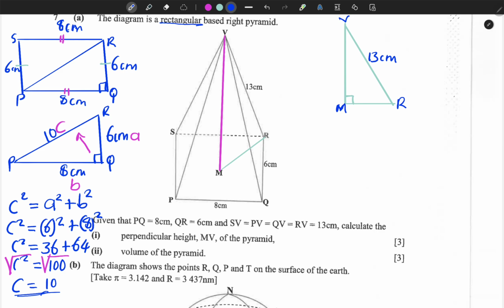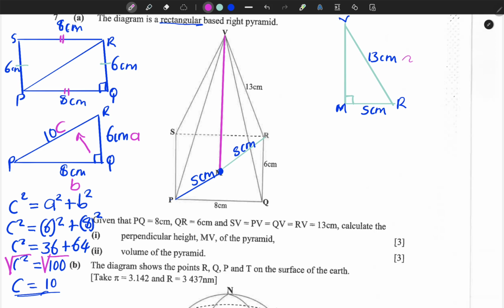So the 10 centimeters is the whole distance from here up to here. Which simply means that if we halve this 10 centimeters, from P to M is 5 centimeters. So even here is 5 centimeters. So this is what we have now. We can go back to Pythagoras and come up with VM. Remember, VM is the perpendicular height.